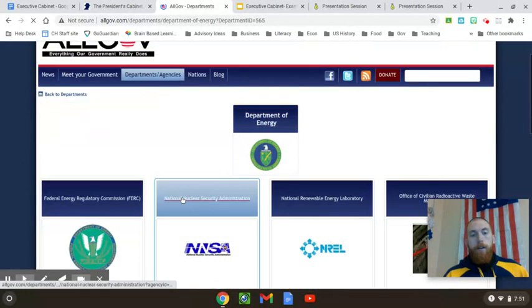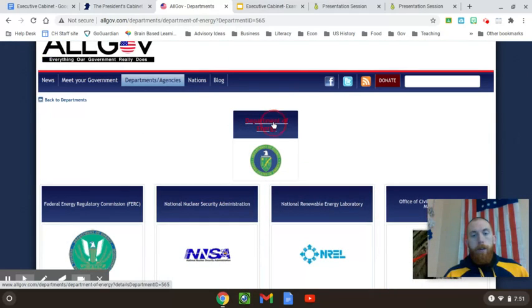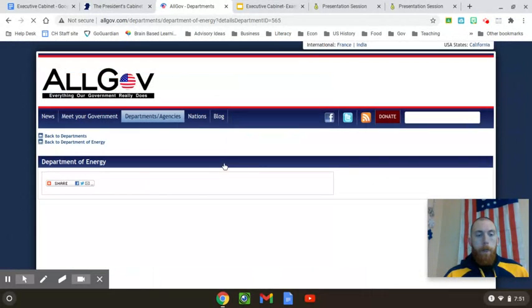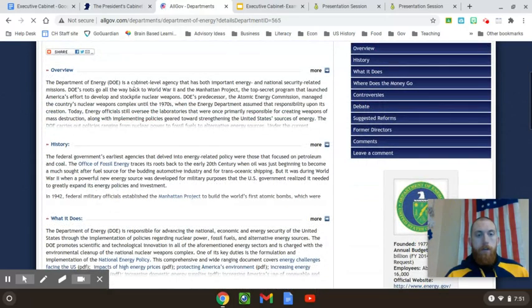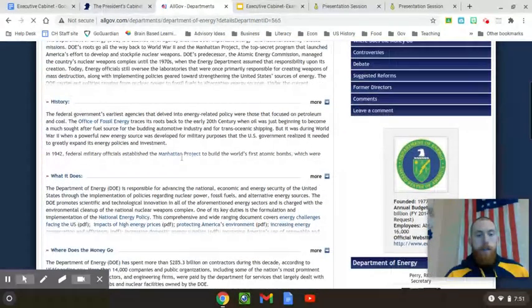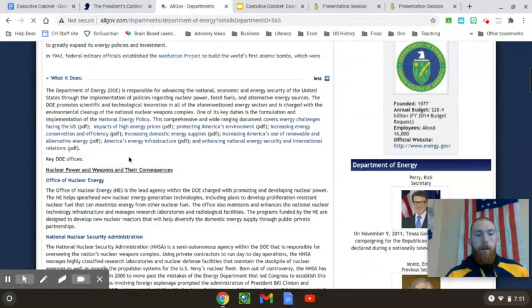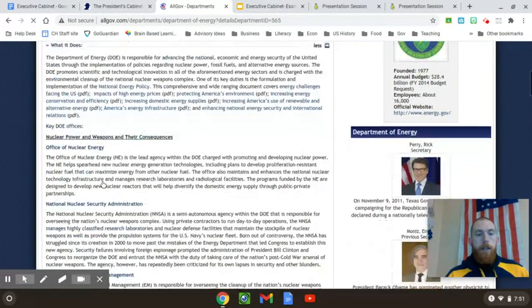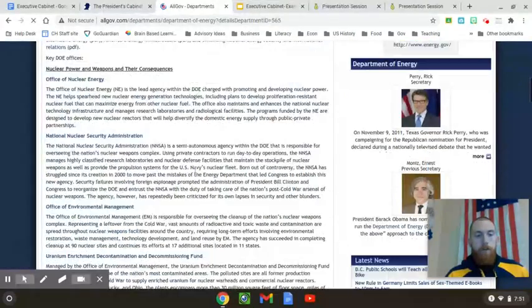And then here are all the people that work underneath the Department of Energy. But I'm going to click up here at the top. And this will give me a description of the history of it, their functions, what they do, all that kind of stuff that you can use for this project. So here's the overview. Here's the history. What it does, this is where you'll be able to find some really good tasks. So here are all the offices that work under each of these departments. So Office of Nuclear Energy, that's how I found that one.